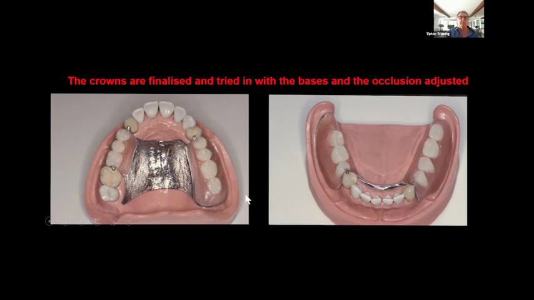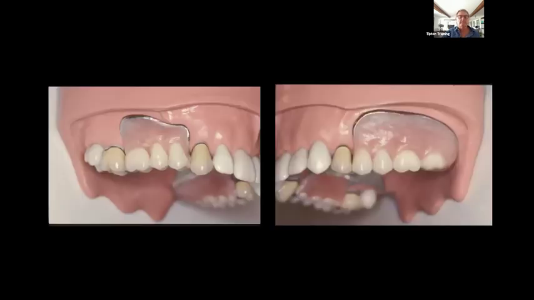And what I'm looking for is contact on my stable bases, on the teeth, at exactly the same time as I'm getting contact on my crowns, on my teeth. So I want contact on my crowns and the ceramic denture teeth at the same time. And again, just trying them in. And you can see what these are now starting to look like.